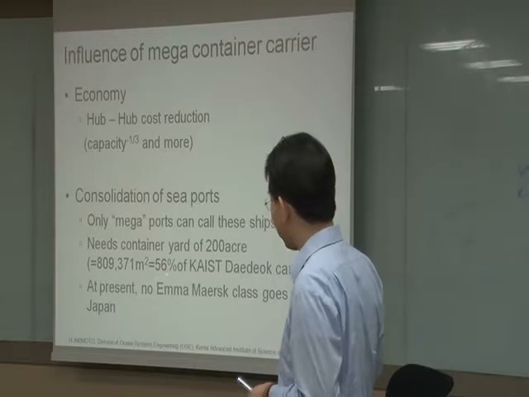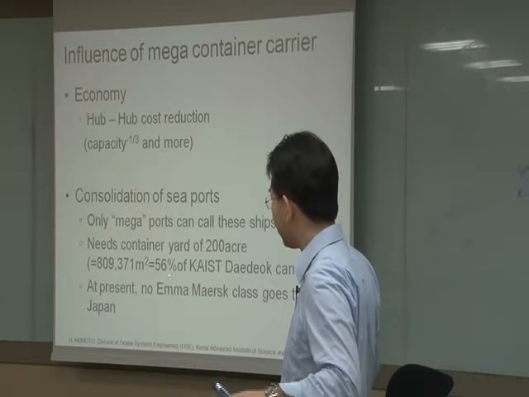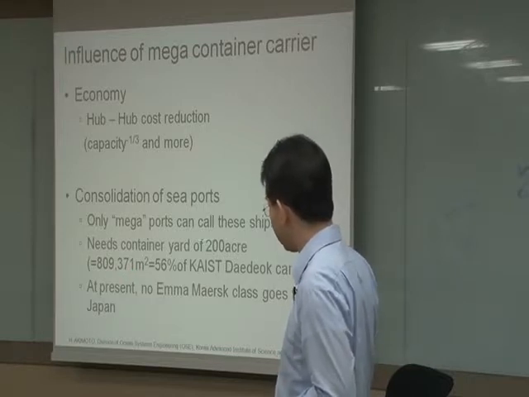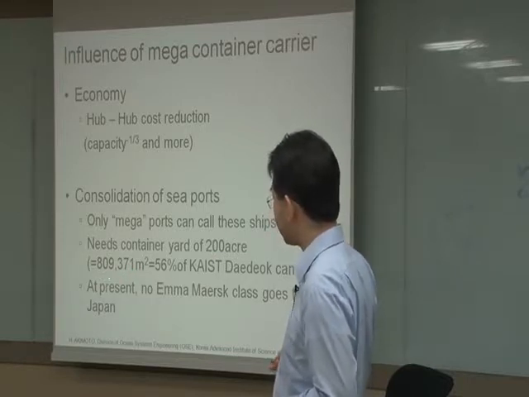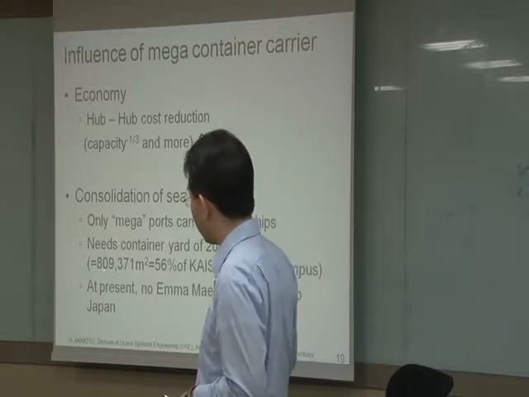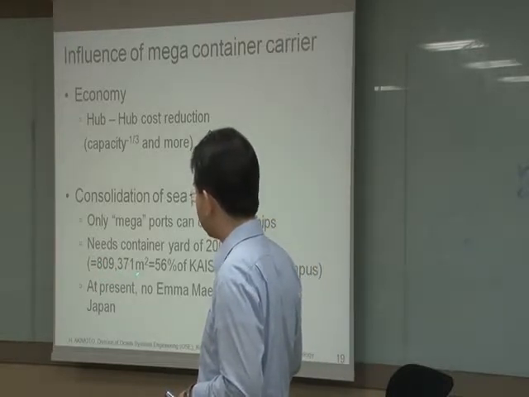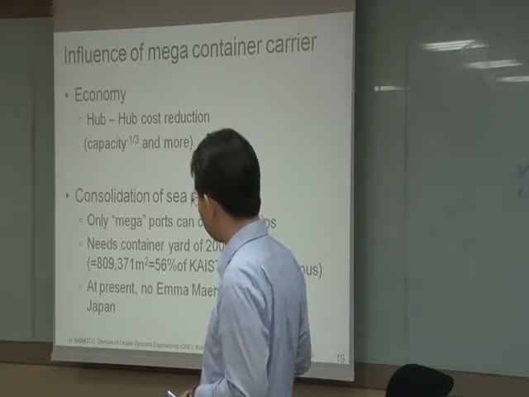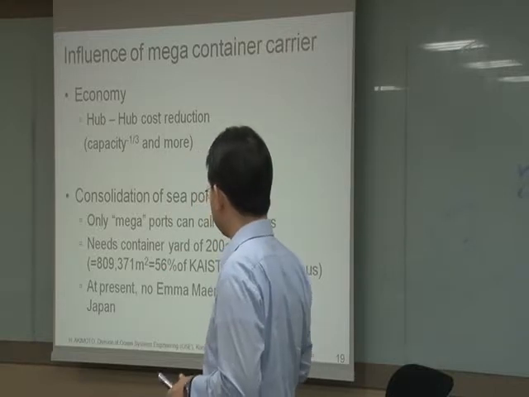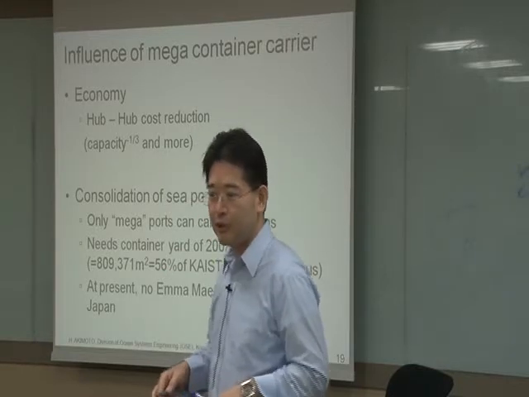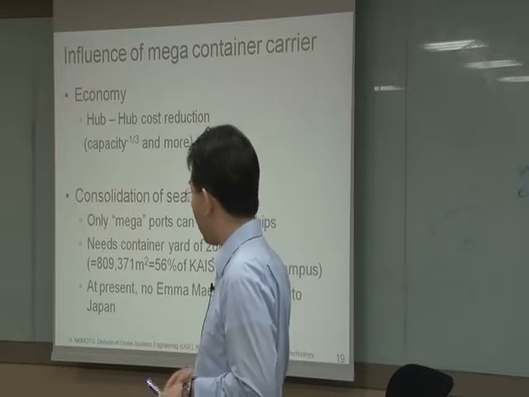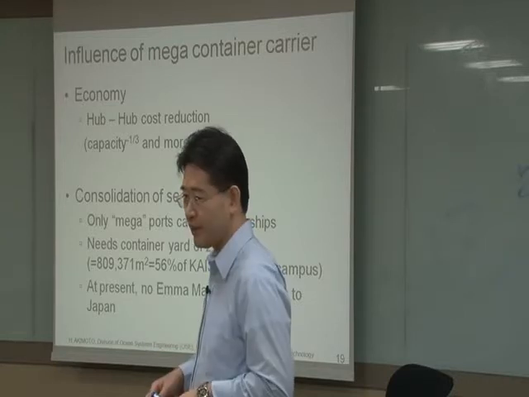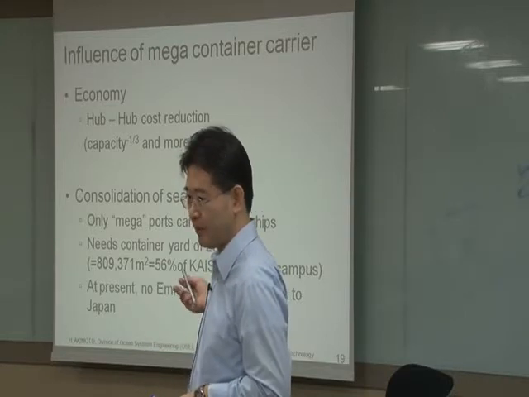So I compared it to the area of this campus. 200 acres is about 800,000 square meters, and it is about 56% of the KAIST Daedok campus, this campus. So please imagine over half of this campus will be occupied by containers from one vessel.